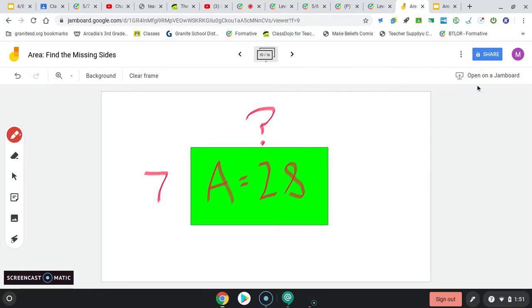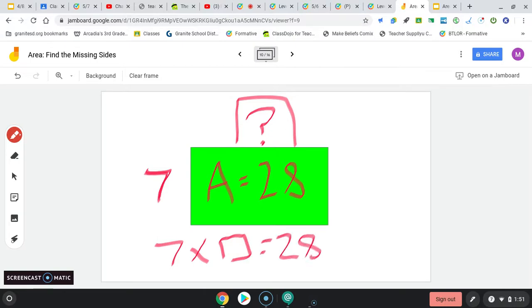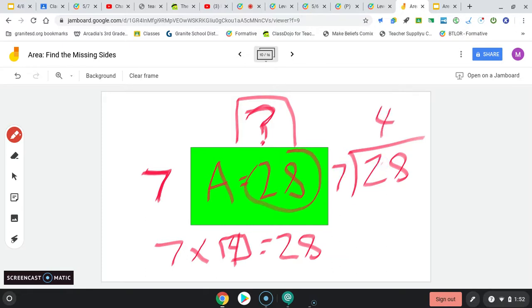Okay, you will not be able to count rows or columns, though. We're only going to give you the area and one missing side. Okay, so 2 ways to do it. You can think to yourself, 7 times this unknown number equals 28. Or you could use your fact families. You could do this area of 28 divided by this known side of 7 would give you this question mark here. So 7 times 4 would equal 28. So then I also know 28 divided by 7 would equal 4.